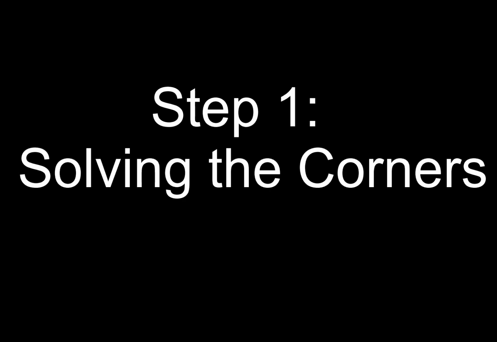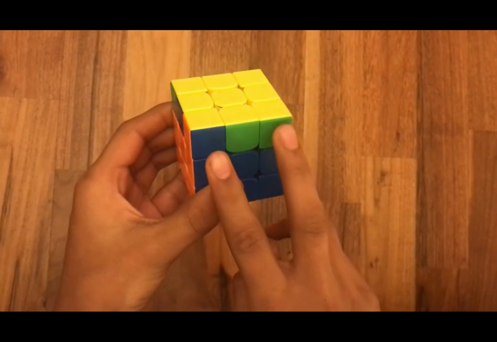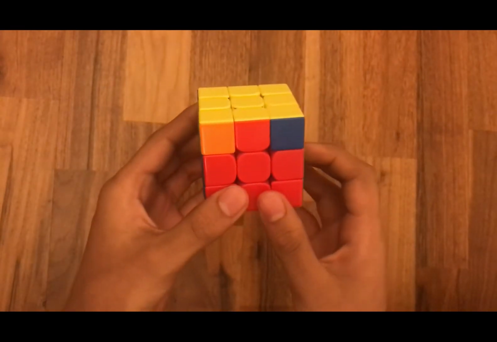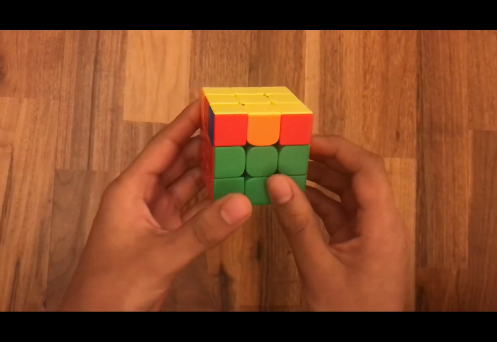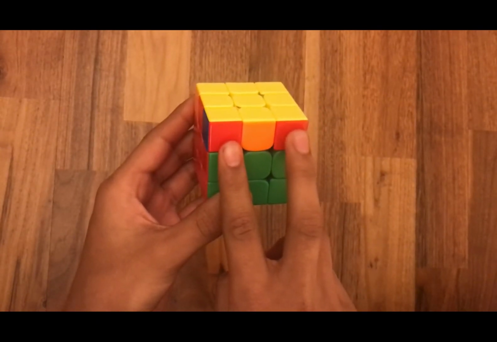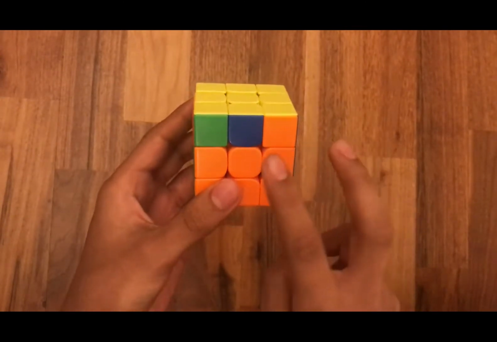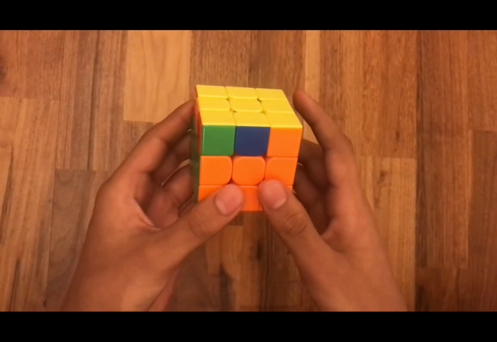Step 1. Solving the corners. Before starting PLL, you need to look for pairs of matching corner stickers on the same side, called headlights. So, these 2 are not headlights because the corner stickers are not the same colour. These 2 are not headlights for the same reason. These 2 are headlights because they are both red. And finally, these 2 are not because they are different colours.